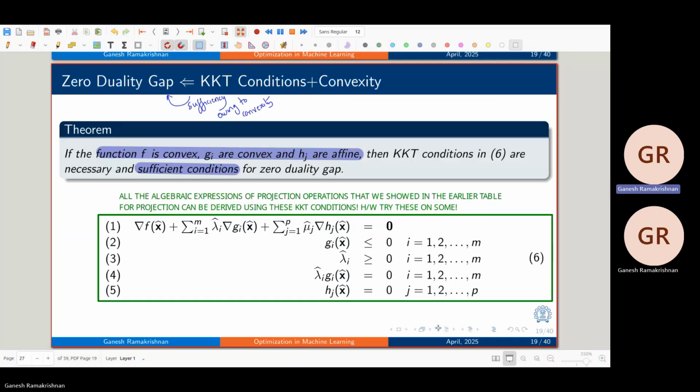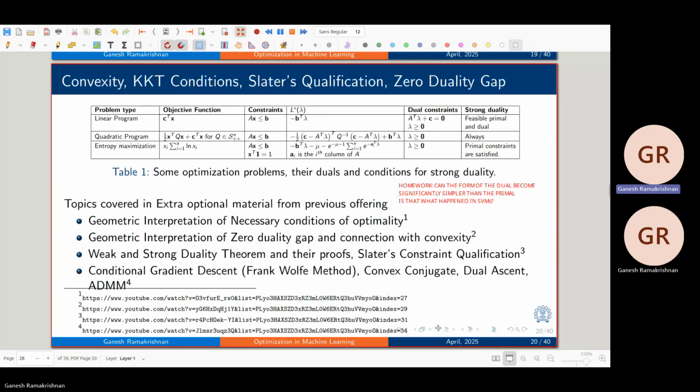I talked about the calculus of multiple constraints. Exactly, that's what is manifested here. This table, some of the entries I've reproduced. If you look at my extra optional material from the previous offering, I go through a very detailed geometric interpretation of necessary conditions of optimality, which I did for only one constraint. I show that for multiple constraints. Same intuition.